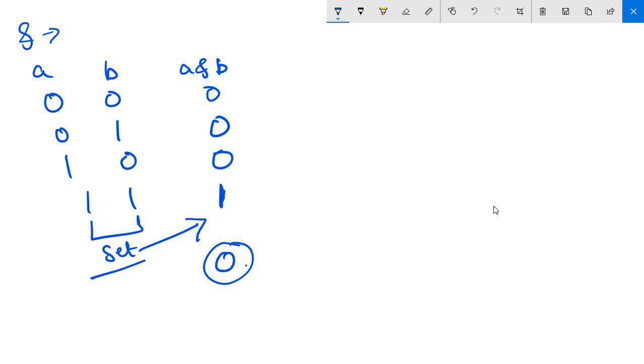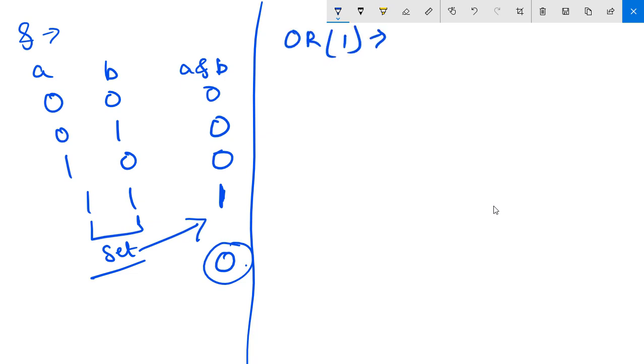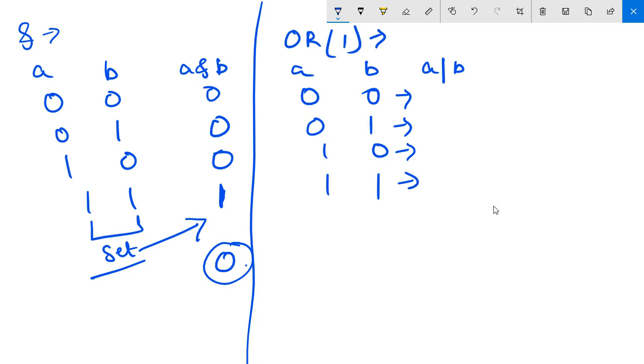Now let us look at another operator, OR, this pipe sign, and we have inputs A, B, and A OR B. Let's write these test cases: 0 0, 0 1, 1 0, 1 1. Corresponding results are 0 1 1 1. If both of the bits are 0, we'll get a 0. If one of the bits is set, we'll get 1, or if both of the bits are set, we'll get a 1. This is how the OR operator works.